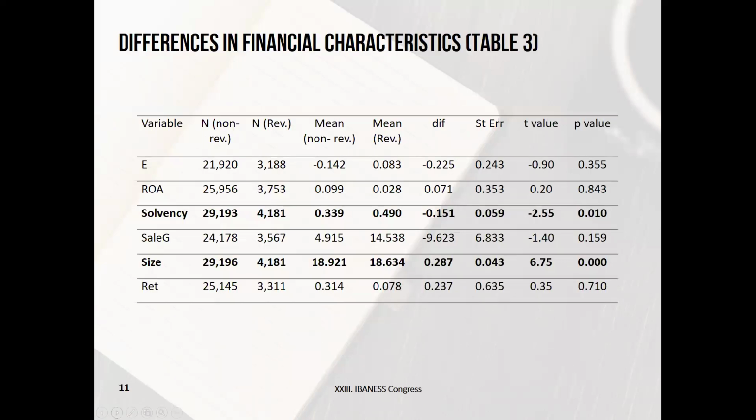And in order to test these differences between two subsamples, we conducted a Student t-test. We tested differences between revaluers and non-revaluers using t-tests. Results show significant differences in solvency ratios, which are higher for revaluers, and in firm size. Smaller firms tend to choose the revaluation. These characteristics suggest distinct motivations behind accounting policy choices.